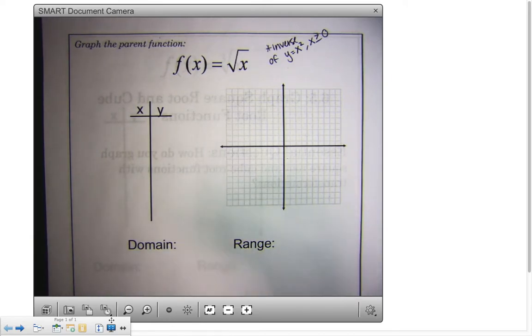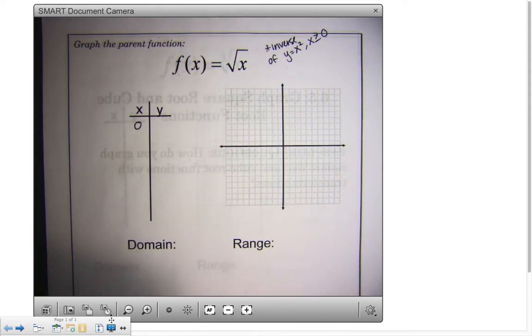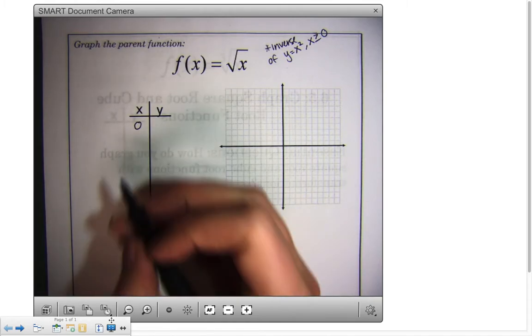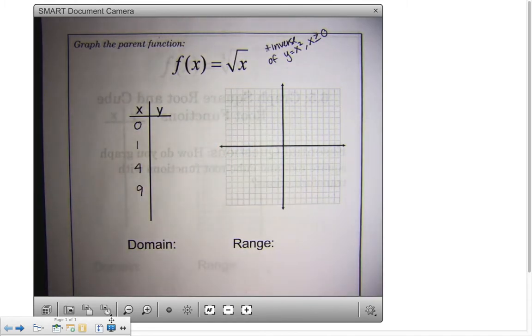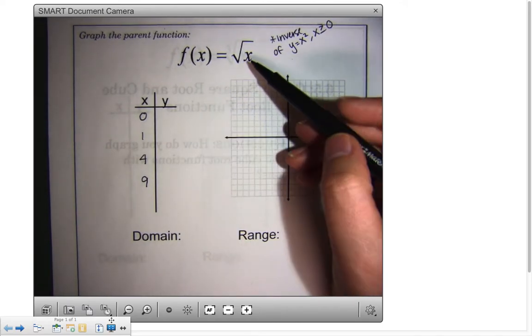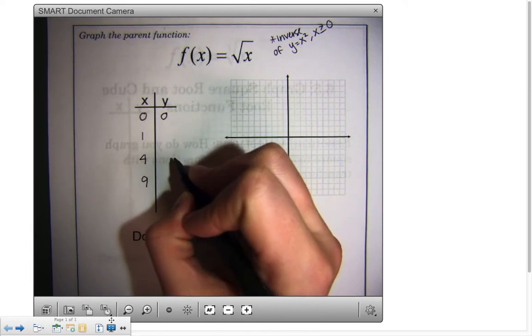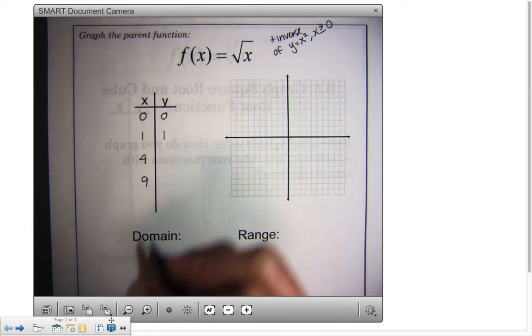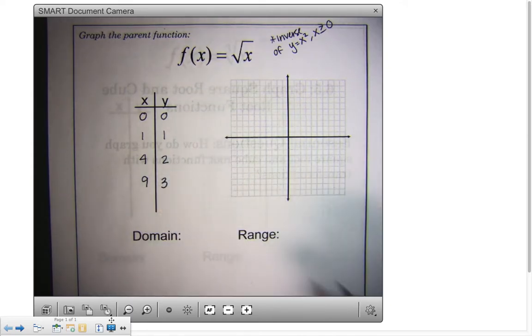So if we make a t-chart to graph this for my x values, I'm going to pick the x values that I know are perfect squares. So when I take the square root of them, I get whole numbers. So for x, I'm going to do 0, 1, 4, and 9. And to get the outputs, I'll just plug them in to my radical. So the square root of 0 is 0, square root of 1 is 1, square root of 4 is 2, and square root of 9 is 3.